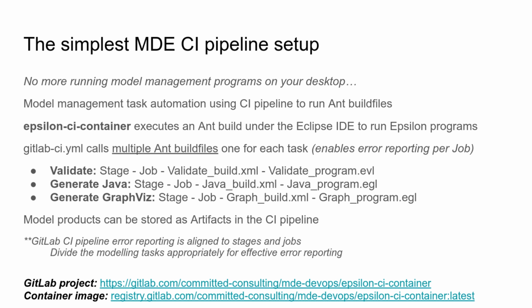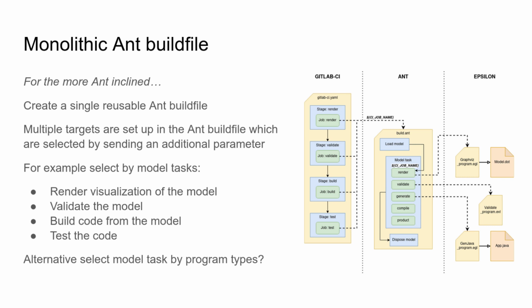However, consider the fact that the Ant build file will be executed many times for the single time that it will be set up. So an alternative approach would be to create a monolithic Ant build file, which switches context based upon a parameter being passed in. This does add some additional complexity to the Ant build file itself. However, it does enable a single Ant file to be managed that can then be used across multiple projects.